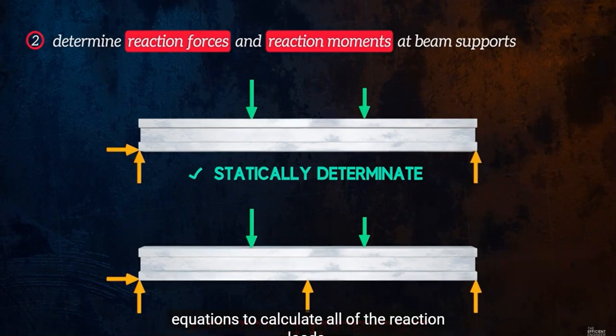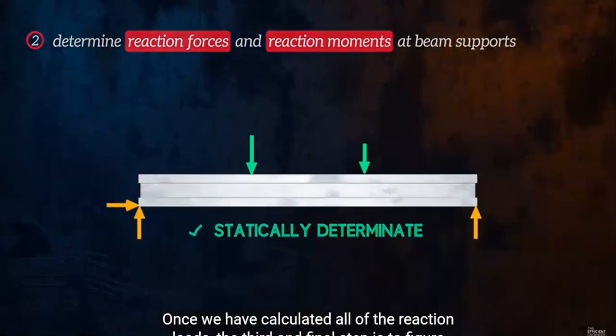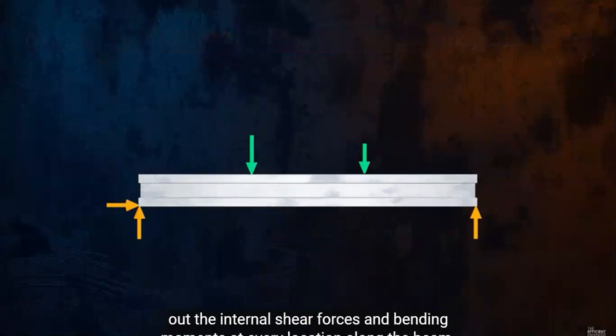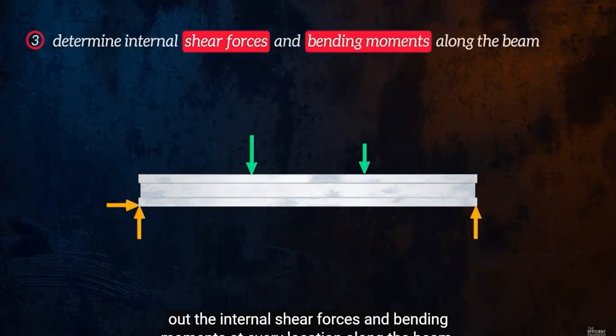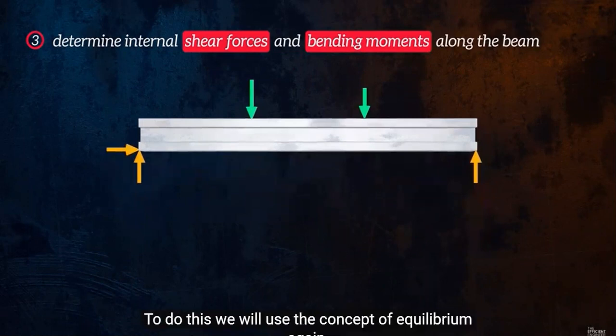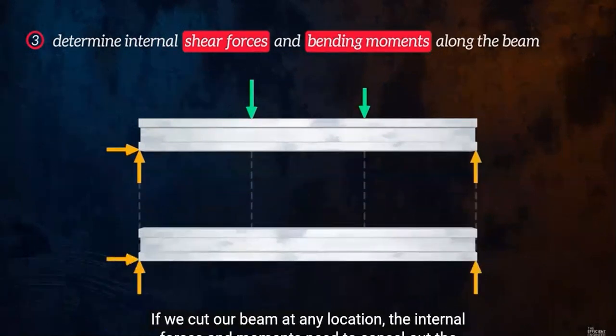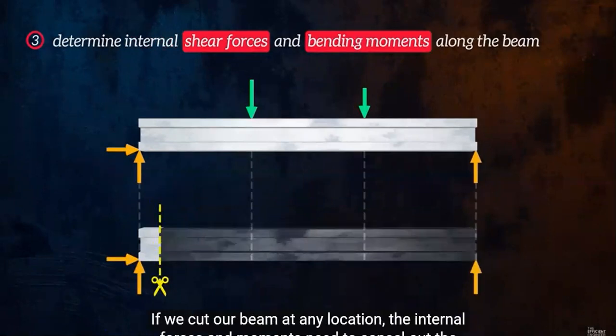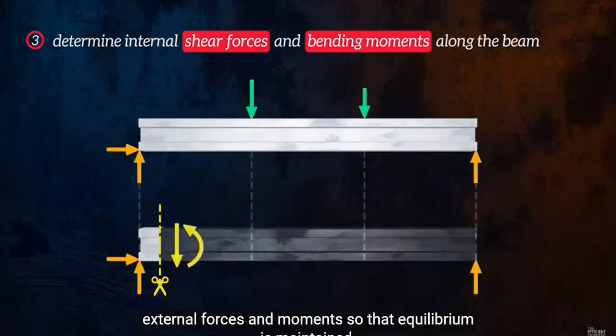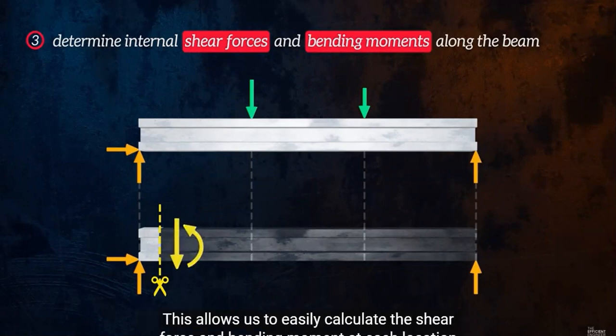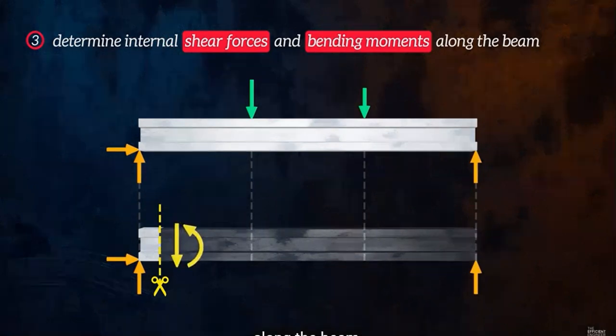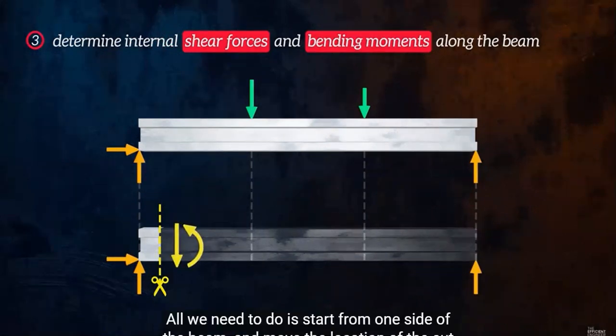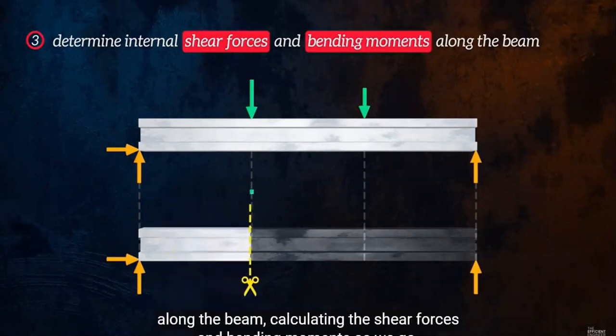Once we have calculated all of the reaction loads, the third and final step is to figure out the internal shear forces and bending moments at every location along the beam. To do this, we will use the concept of equilibrium again. If we cut our beam at any location, the internal forces and moments need to cancel out the external forces and moments so that equilibrium is maintained. This allows us to easily calculate the shear force and bending moment at each location along the beam. All we need to do is start from one side of the beam and move the location of the cut along the beam, calculating the shear forces and bending moments as we go.